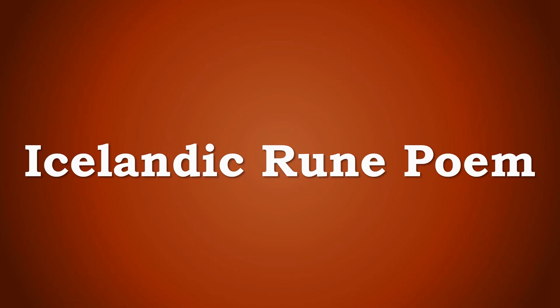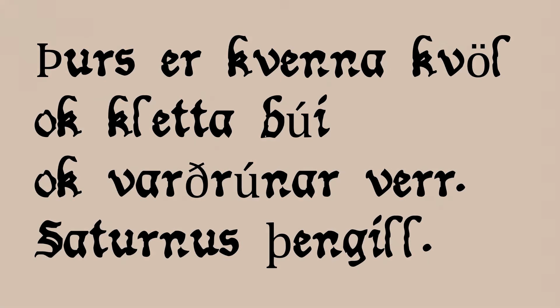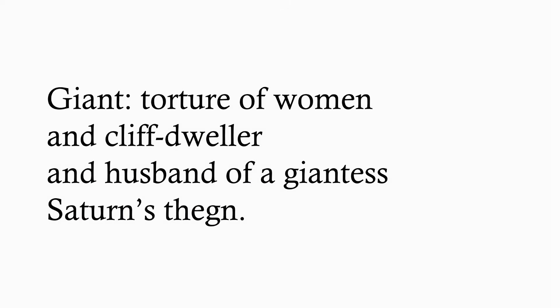Interestingly, we also have rune poems from the Old Norse world. The one that we have is the Icelandic rune poem. This, I believe, is penned sometime in the 15th century, and this one is slightly different. It says, Thursar kvenna kvull, og klettabui, og varðrurar fer, Saturnus þengill. And this means giant. Again, we just have the rune, but as I mentioned, in the Younger Futhorc it's called Thurs: torture of women, and cliff dweller, and husband of a giantess, Saturn's thane.